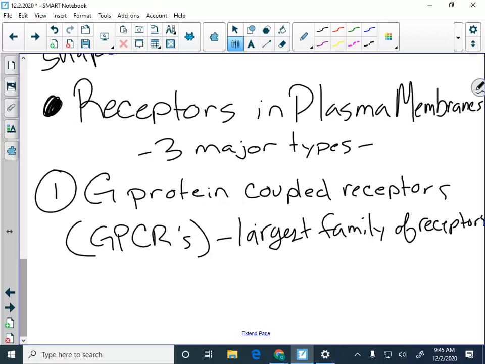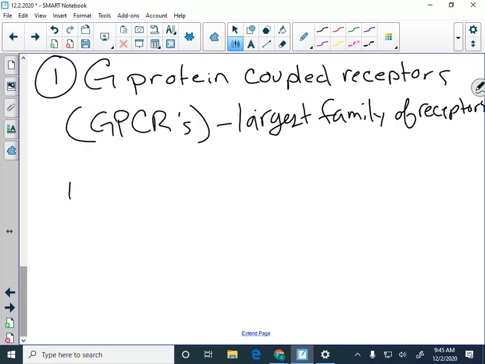So I'm going to go through the process that happens when a G protein coupled receptor works. There are 1, 2, 3, 4 different steps. Would you rather me draw the picture and then write the word explanation, or write the word explanation and then draw the picture? Words first? Cool. All right. So, step 1, I'm going to use Roman numerals because we're already numbering.